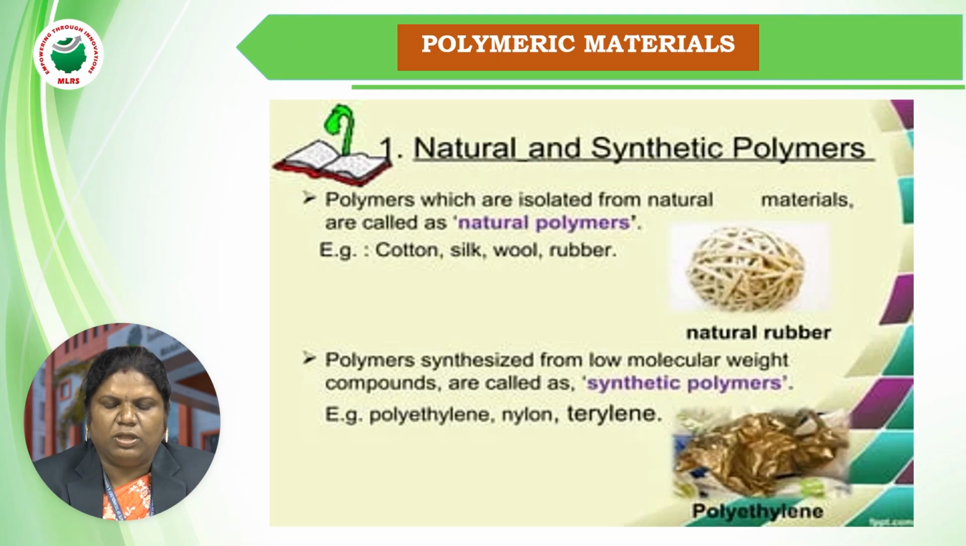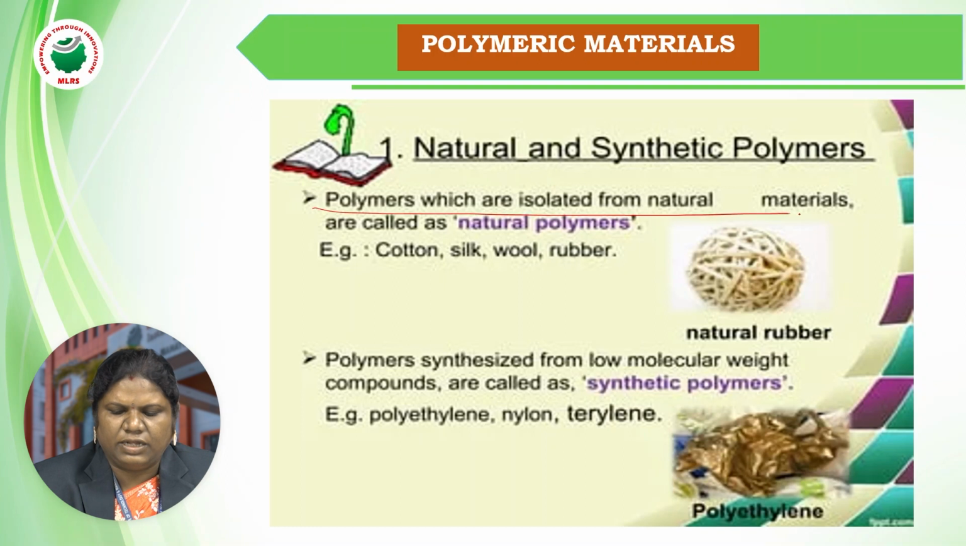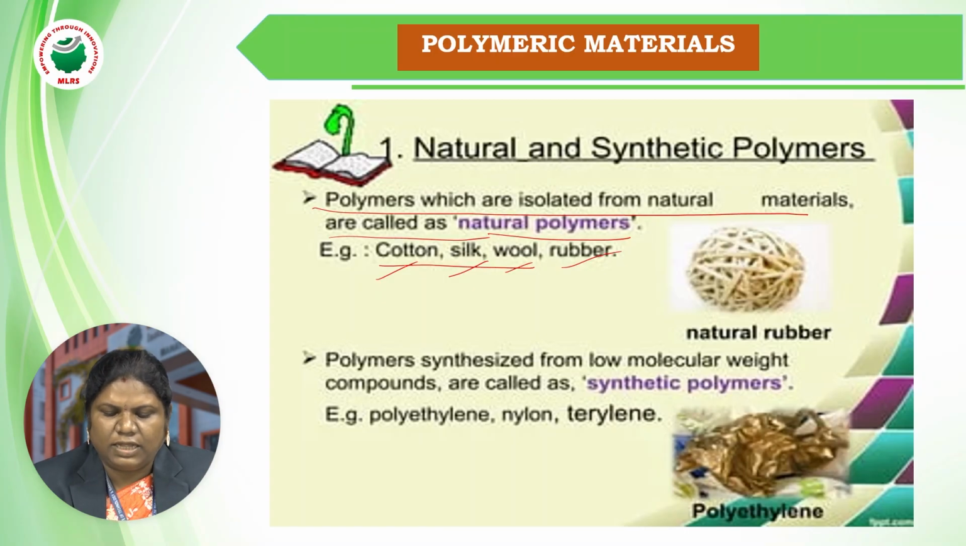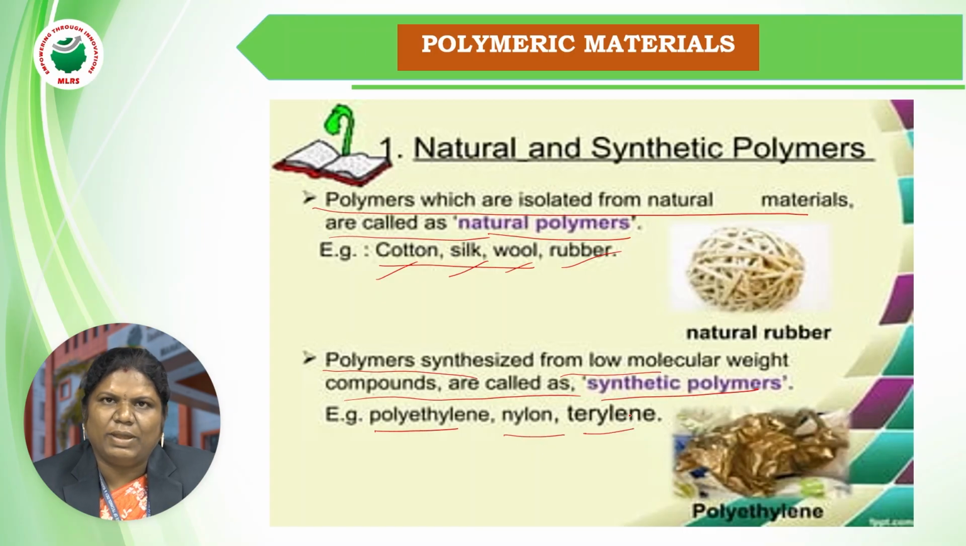And next is synthetic polymers. Polymers which are isolated from natural materials are called natural polymers, as we have already discussed. Some more examples are cotton, silk, wool, rubber. These are natural polymers. Coming to synthetic polymers: polymers synthesized from low molecular weight compounds are called synthetic polymers. Means the polymers which we prepare or synthesize are called synthetic polymers. These are polyethylene, nylon and terylene. So many examples of synthetic polymers are there. We will learn about them in future classes.